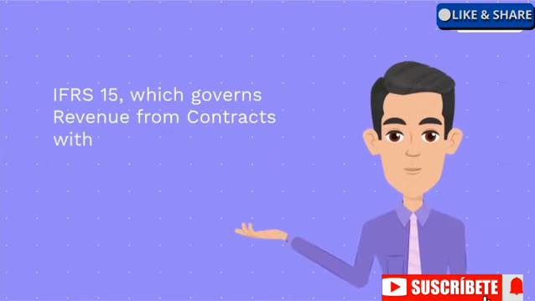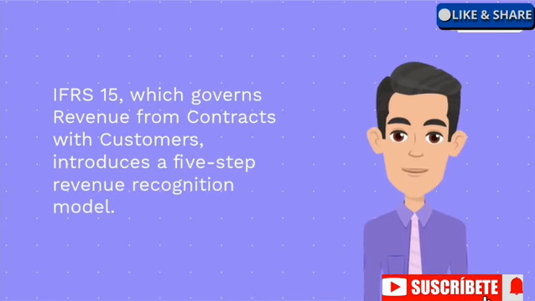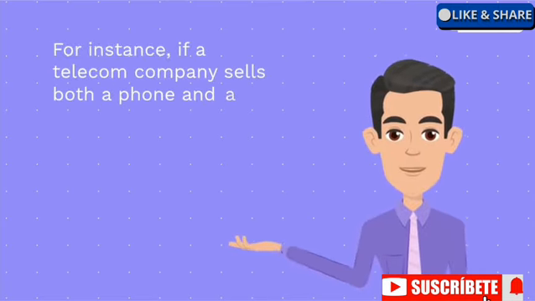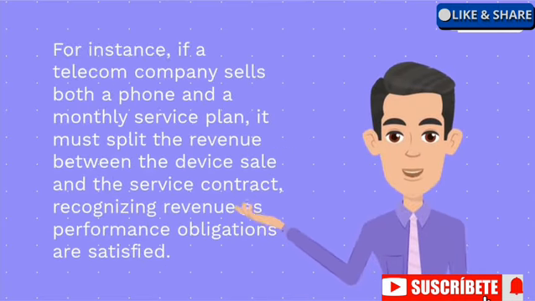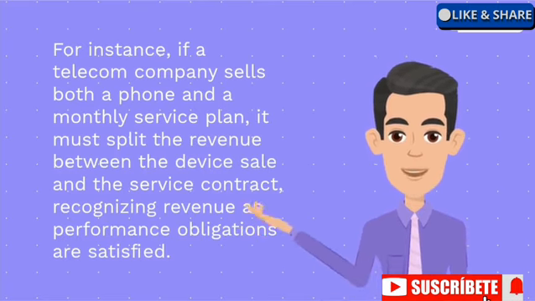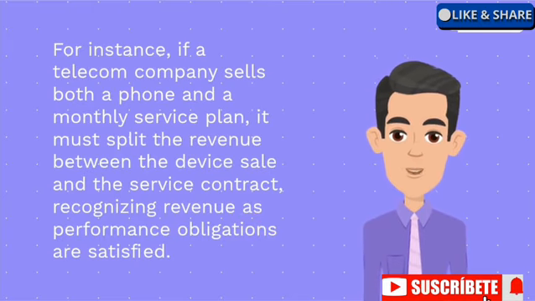IFRS 15, which governs revenue from contracts with customers, introduces a 5-step revenue recognition model. For instance, if a telecom company sells both a phone and a monthly service plan, it must split the revenue between the device sale and the service contract, recognizing revenue as performance obligations are satisfied.